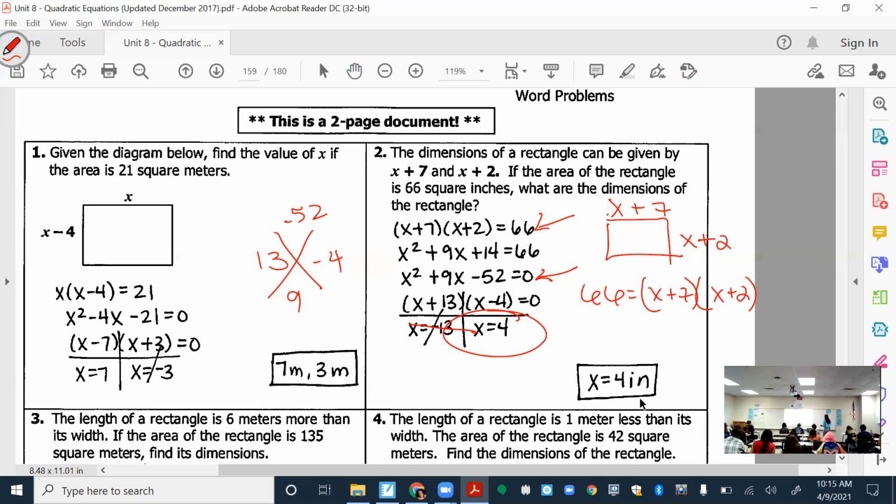Good. If it's what are the dimensions of the rectangle, I should have 2 values. I should have x plus 7, so 4 plus 7, what's that? 11. And then x plus 2, which is 4 plus 2, which is 6. So the dimensions are 6 inches by 11. 6 inches by 11. They didn't put that part correctly, but everything else is good. Questions about that one?